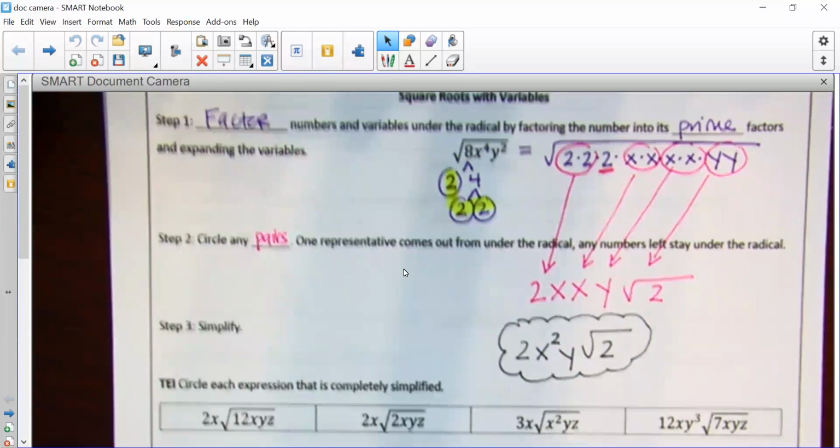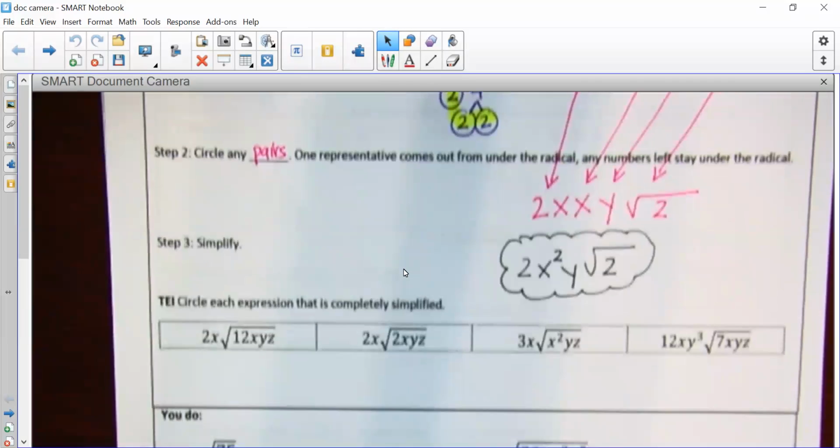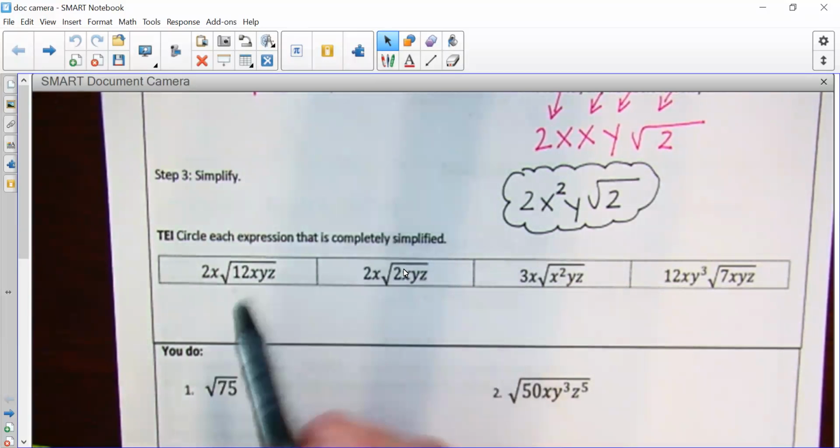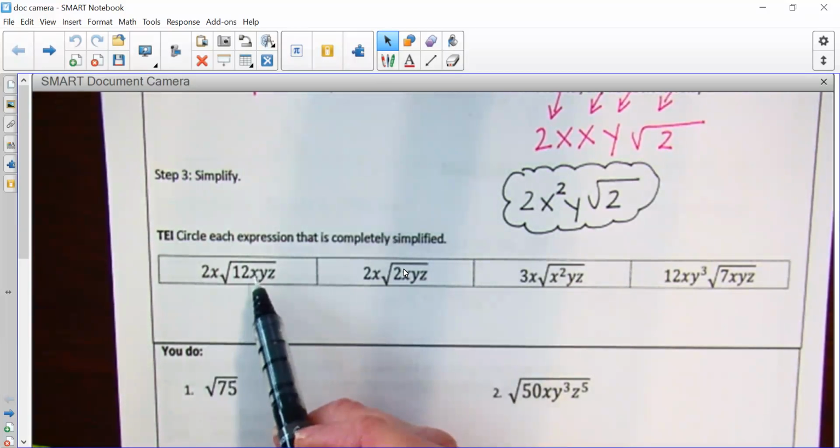All right. And then here's a little TEI question. These are the type of questions you might see on the SOL where you have to select more than one answer, and they are weighted more, so they are worth more than a multiple choice question. They are more work, but they're also weighted more points. So it's good to do them. Put that extra effort in. So circle each expression that is completely simplified.